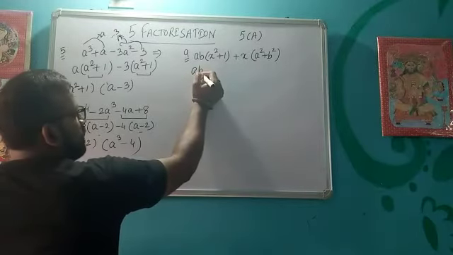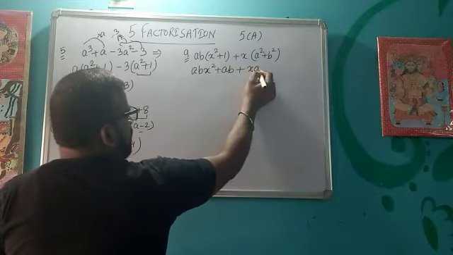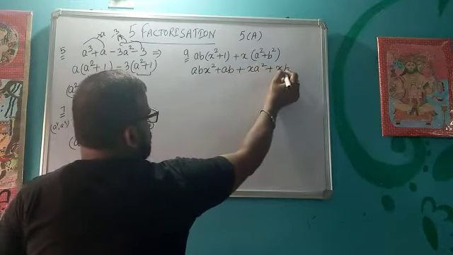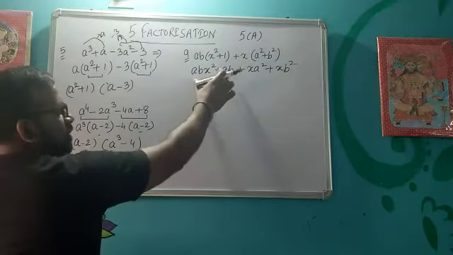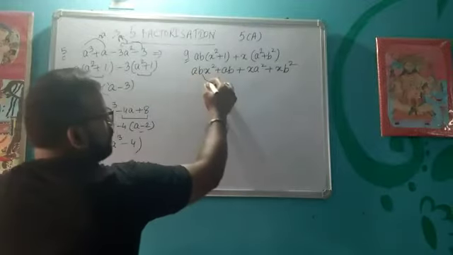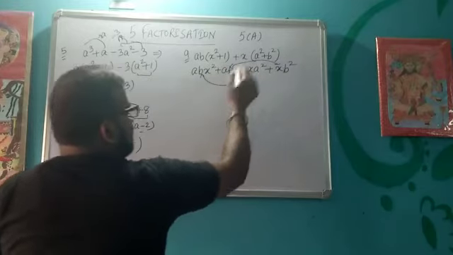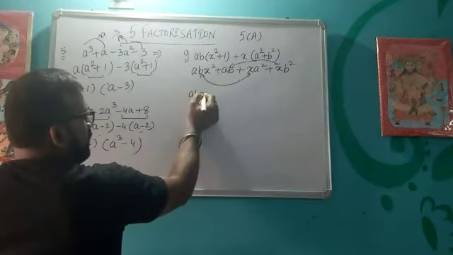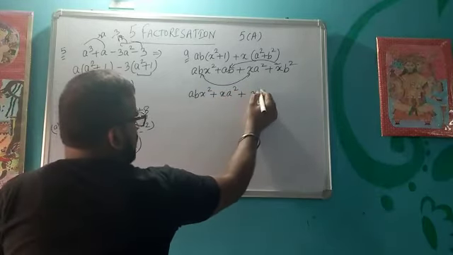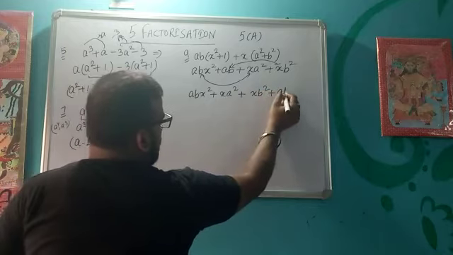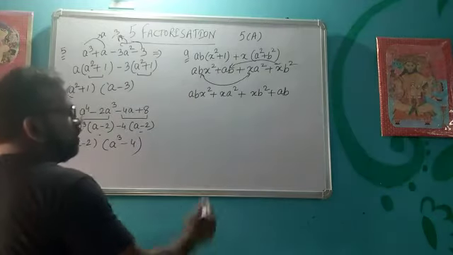If I solve it, it is ab plus xa square plus xb square. Then since these two terms were already together, we are going to shuffle these terms now. This we will take with this term. So ab x square plus xa square plus xb square plus ab. Okay, so we have shuffled the terms, now make the different groups.